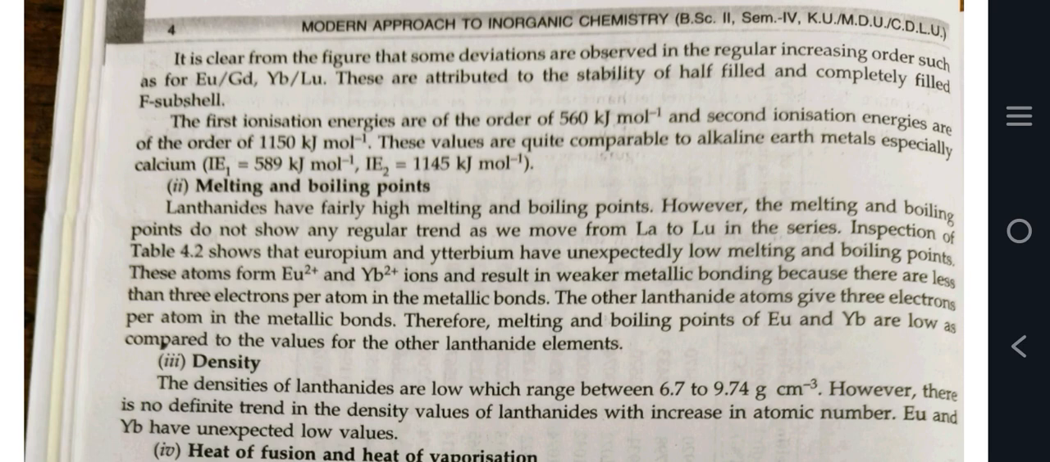These atoms form Eu2+ and Yb2+ ions and result in weaker metallic bonding because there are less than 3 electrons per atom in the metallic bond. The other lanthanide atoms give 3 electrons per atom in the metallic bond. Therefore, the melting and boiling points of Eu and Yb are low as compared to the values of other lanthanide elements.